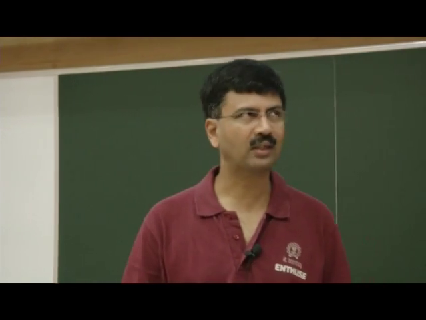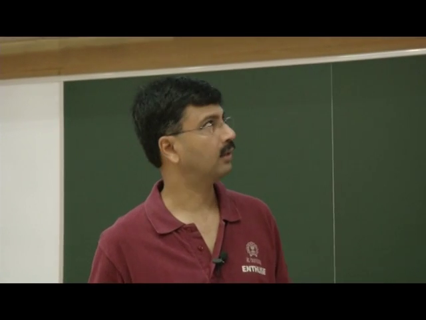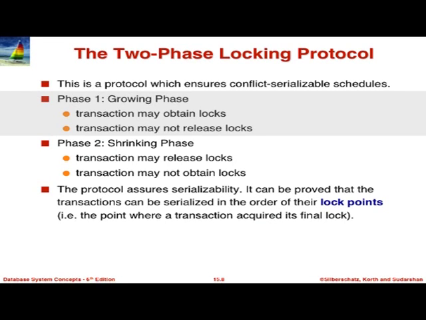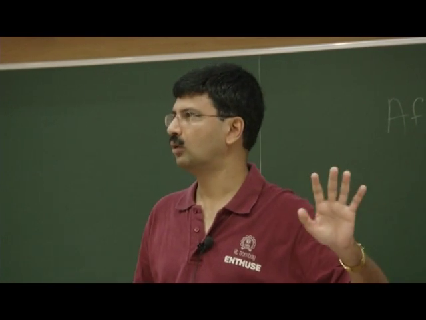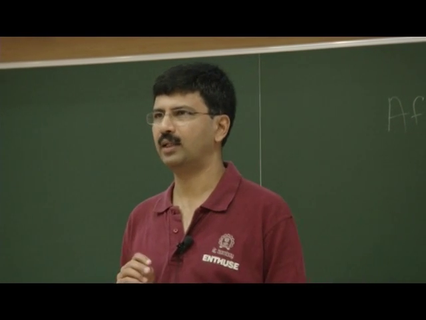So the basic two-phase locking protocol says that there is a growing phase where transactions may obtain locks but cannot release anything. And then there's a shrinking phase where transactions may release locks but may not obtain any new lock. That's all the protocol says. And this is a minimum requirement for serializability. If you follow this rule, you will get serializability.